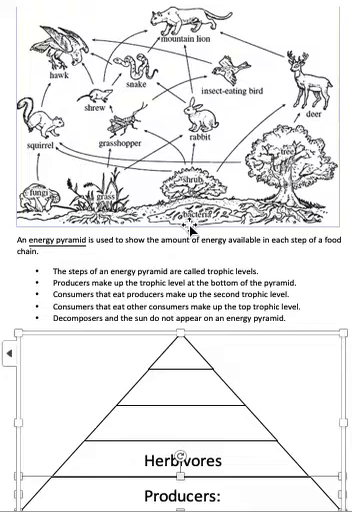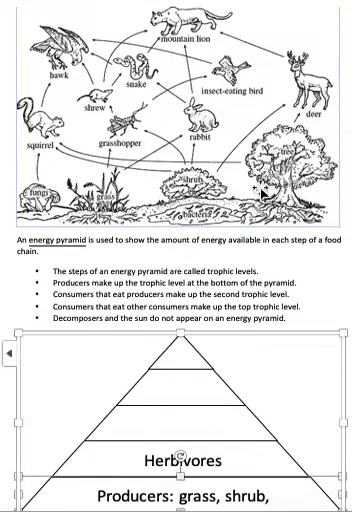Here's our first producer. It is grass. Go ahead and label that. Grass is our first producer. Come over here. Our second producer is the shrub. It's got arrows going to the rabbit, to the grasshopper, all over. So our second one is the shrub.